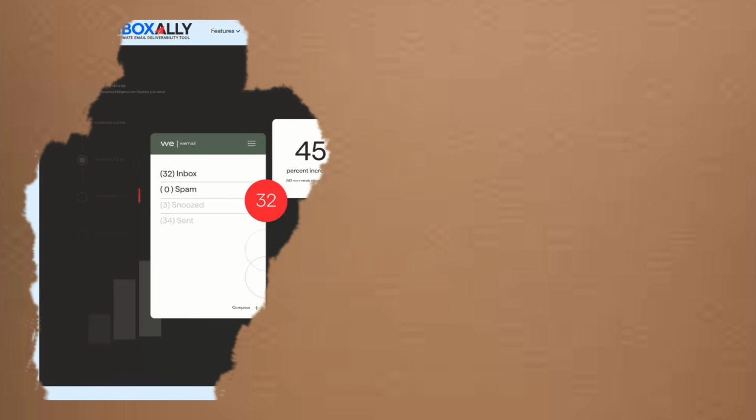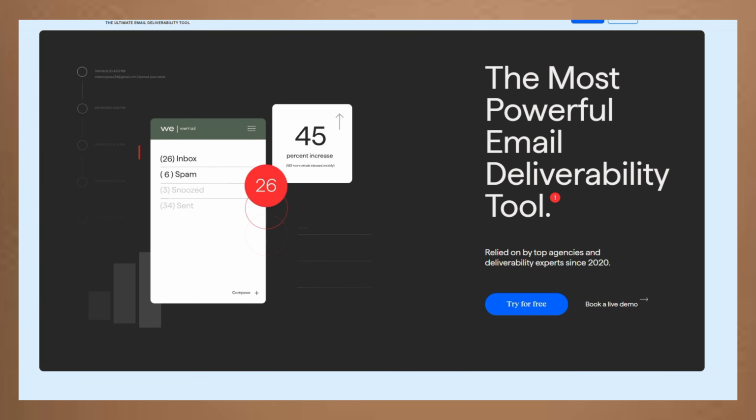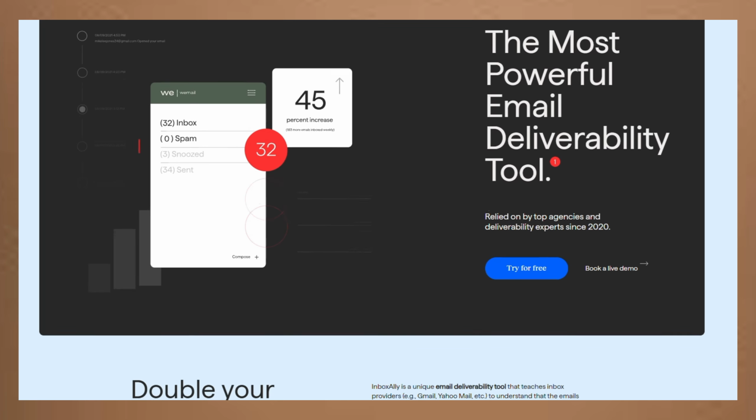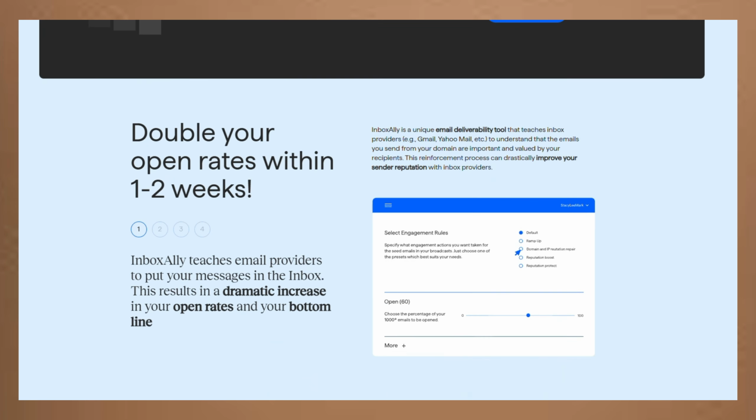So instead of trying to scale back up immediately, we just focused on highly engaged audiences, smaller sends, and then reply-positive campaigns. So just trying to rebuild that trust slowly. And a tool that I found super useful was InboxAlly. It was actually my first experience using the tool.